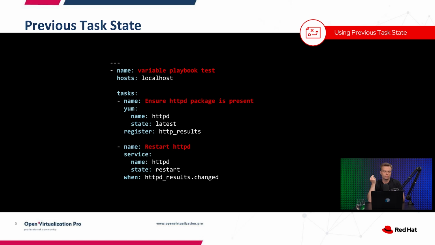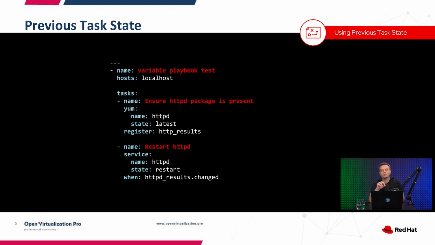So the yum module will report that the task has been changed if the package has been installed or updated, actually, because the state is latest as well. If not, so nothing has changed, there is no reason to restart the HTTP server in this case. In a shell script, you could typically write it as a set of if conditions, like if it has been updated or if it has been installed, then execute restart. But in Ansible, you need to make it happen in a declarative way.